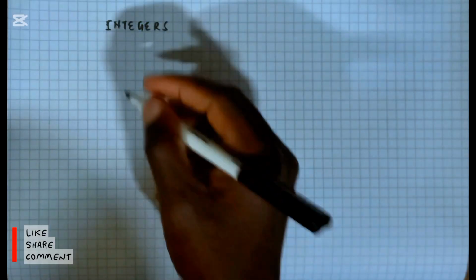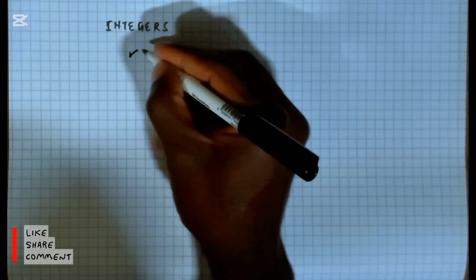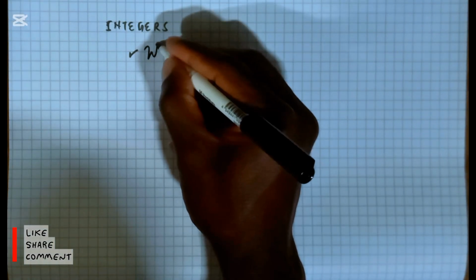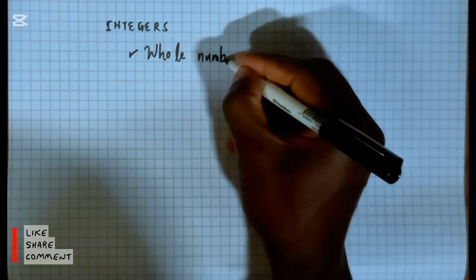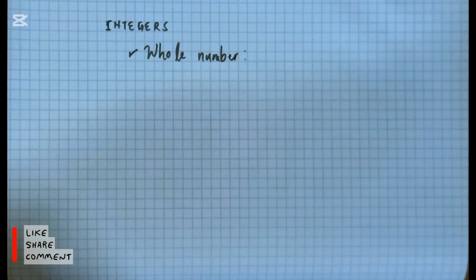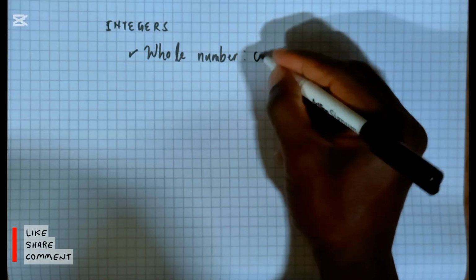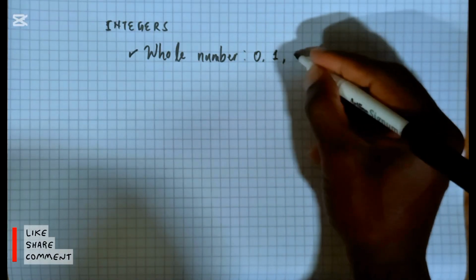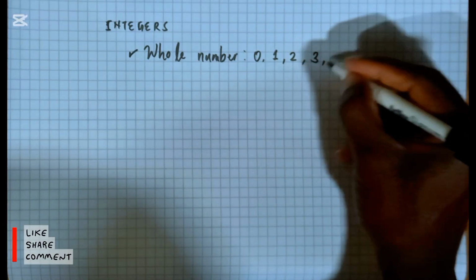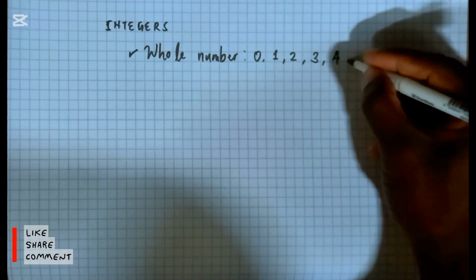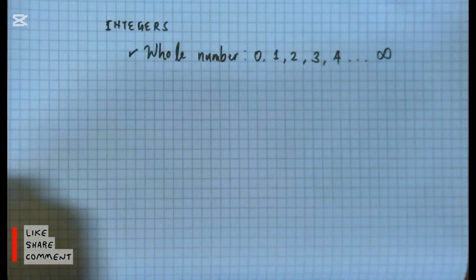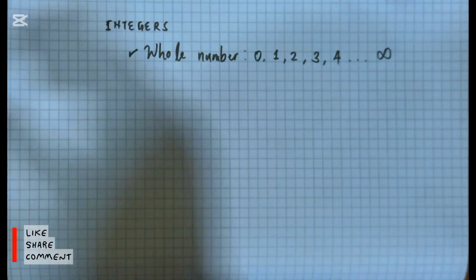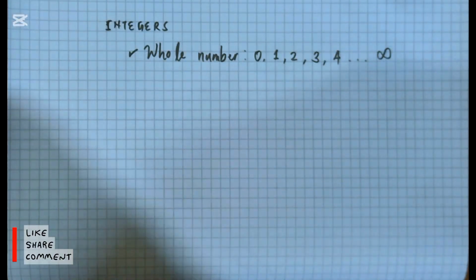So the first thing you want to know about integers is that they are all whole numbers. All of them are whole numbers. All right, so what do we know about whole numbers? Whole numbers are counting numbers starting from 0, 1, 2, 3, 4, and we can go on and on to infinity.